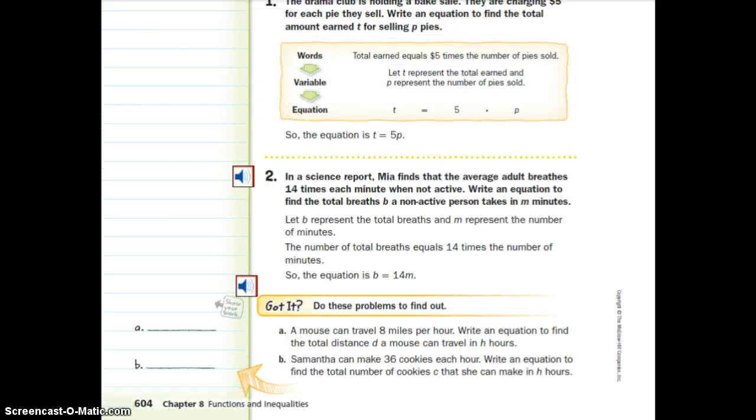In a science report, Mia finds that the average adult breathes 14 times each minute when not active. Write an equation to find the total breaths a non-active person takes in m minutes. So again, they've told us what we're looking at, 14 times each minute, and we want it with breaths. But we can't put the dot, so we would write that as D equals 14m. Alright, now it's your turn.